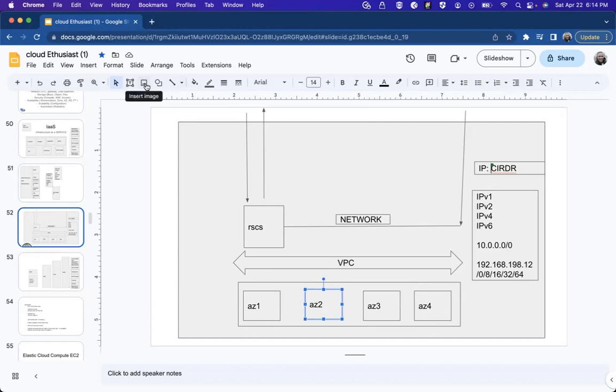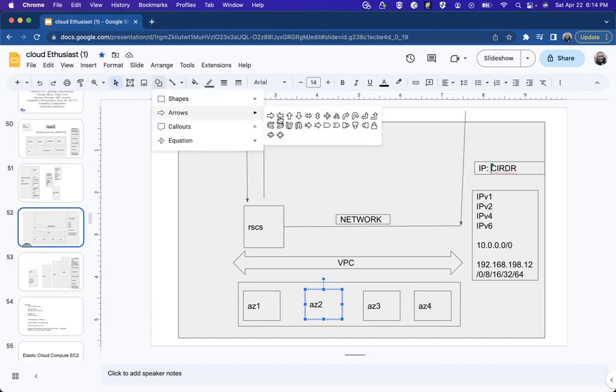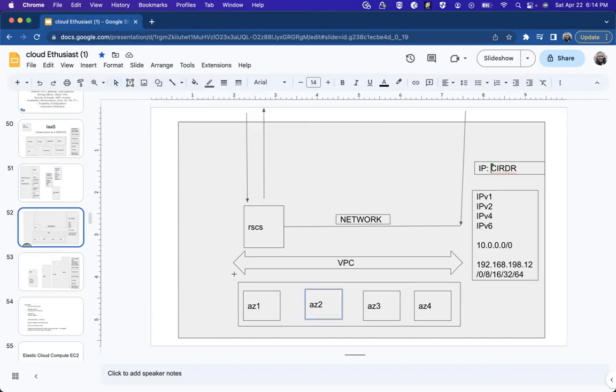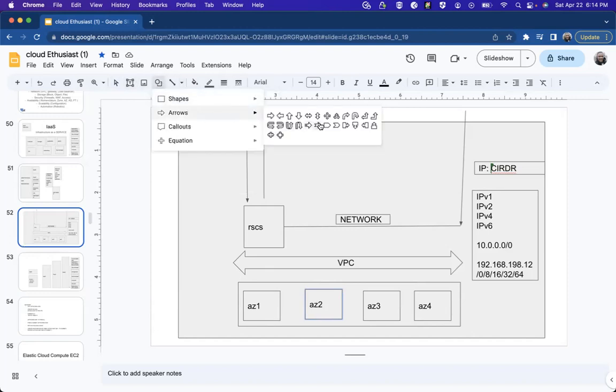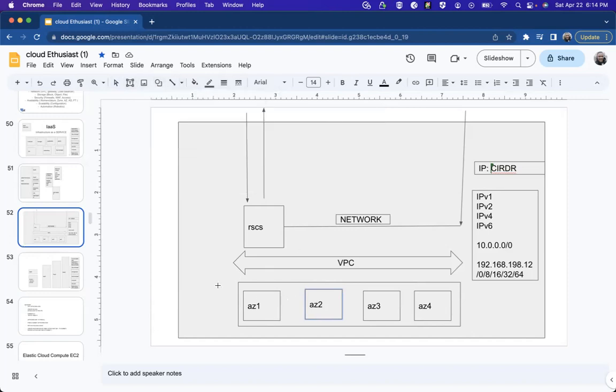So for them to communicate to the outside, you must put a gate. Let me use this thing as a symbol for a gate. Meanwhile, there's a standard symbol for it, but let me use this one. For them to communicate outside, you must put a gate here. So this gate that we put here is just to allow this network, this VPC, to communicate.